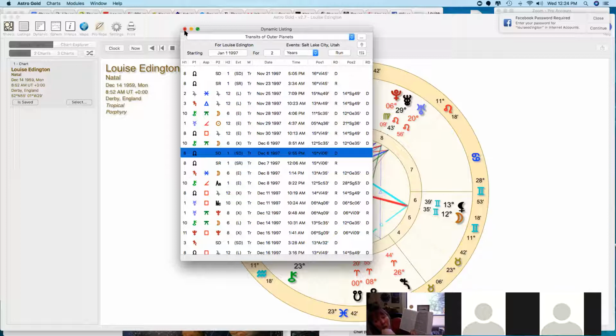We're going to start with the Pluto square. I want you really to find a way to look for that, because that's the easiest. You can also look.